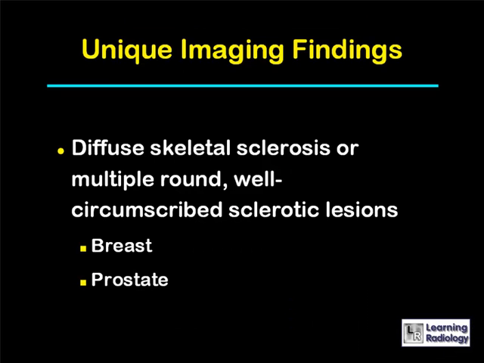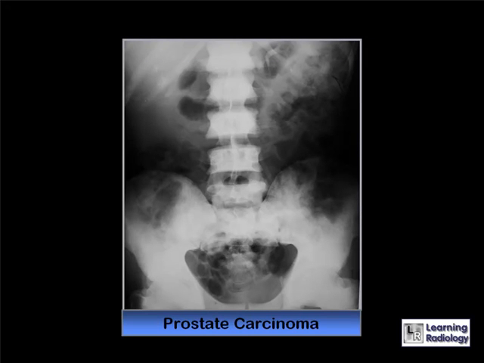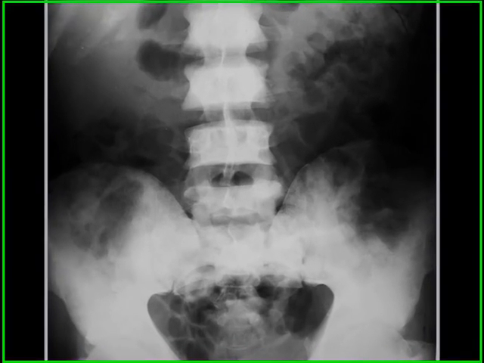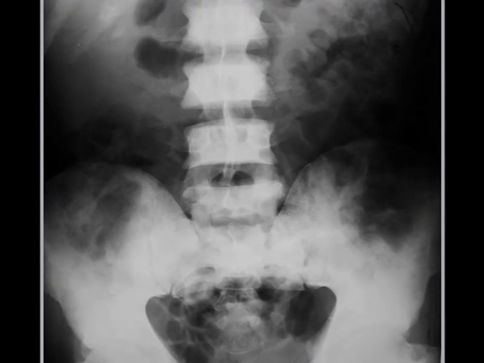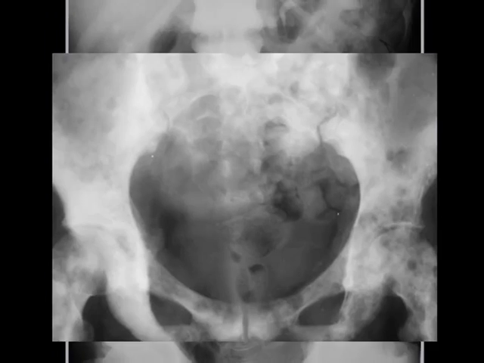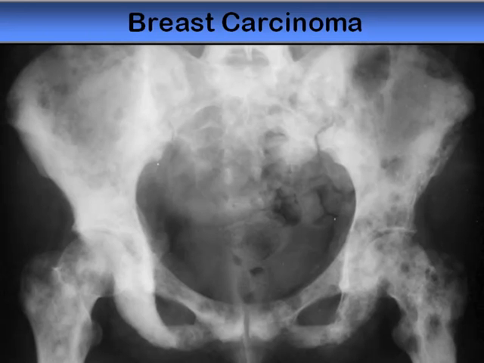Diffuse skeletal sclerosis or multiple round, well-circumscribed sclerotic lesions, you should think of either breast cancer in a female or prostate cancer in a male. This is an example of diffuse osteoblastic metastatic disease to all of the visualized bones. They are all dense in a male with prostate carcinoma. This is a female with innumerable osteoblastic metastatic deposits in the bone. This is from breast cancer.